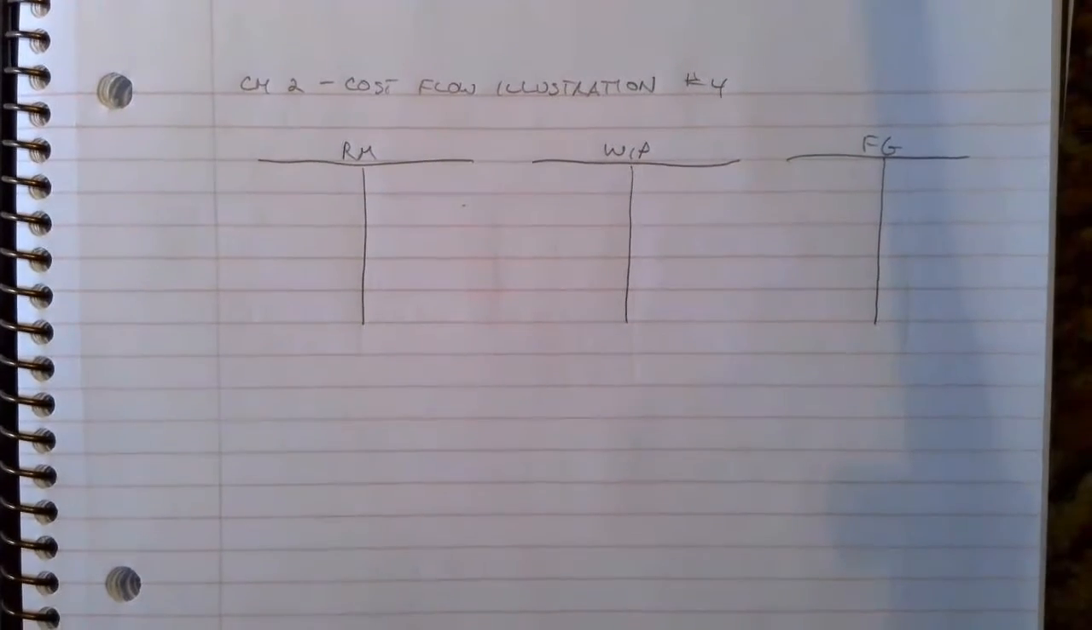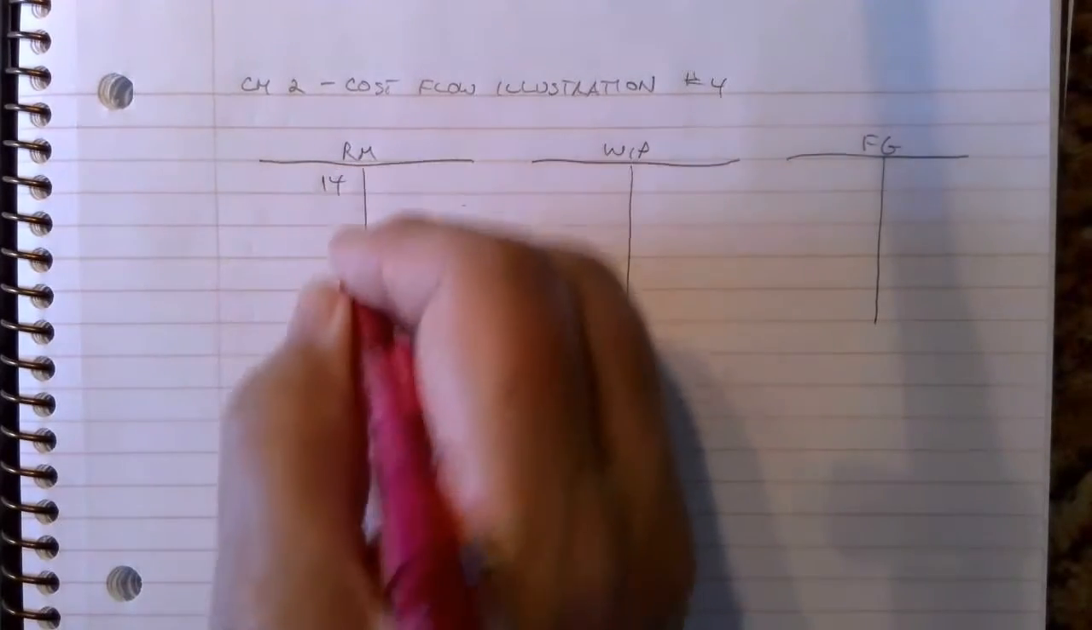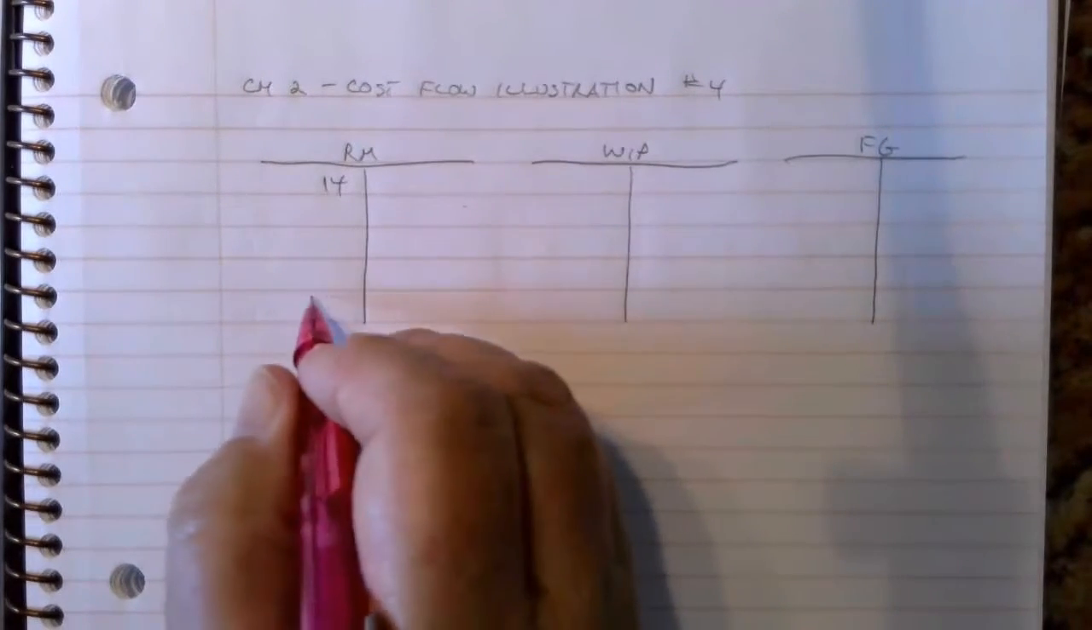We got to start out with 3 T accounts. Make them pretty long, so you've got lots of room in here. And I've got raw materials, work in process, and finished goods inventory. These are 3 inventory accounts, right? And our raw material beginning balance is 14. And our ending balance, let's skip some space here, ending balance is 5.